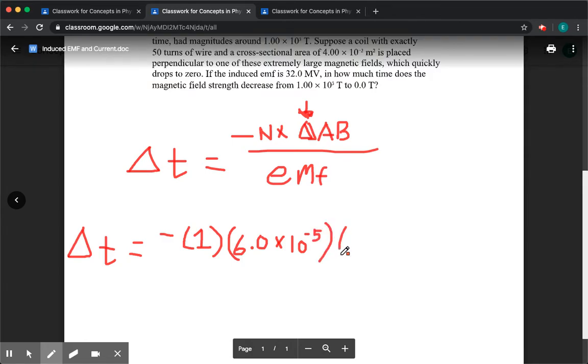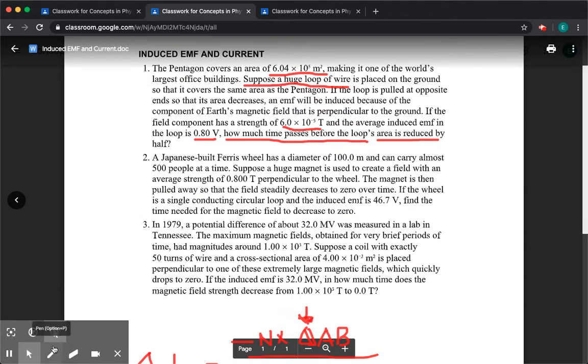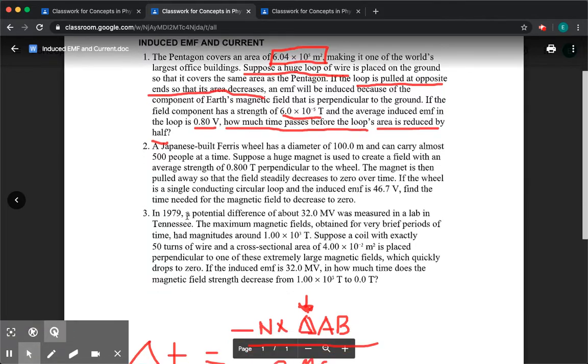Okay. Now the area is changing. The area in the beginning is 6.04 times 10 to the fifth. But it says we want to know how much time passes before the loop's area is reduced by half, because how they're producing electricity is by changing the area. It says so right here: the loop is pulled at opposite ends so that the area decreases. And this will produce a current because you're changing the magnetic flux.